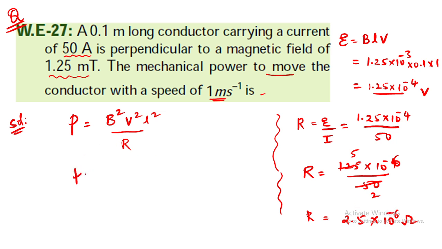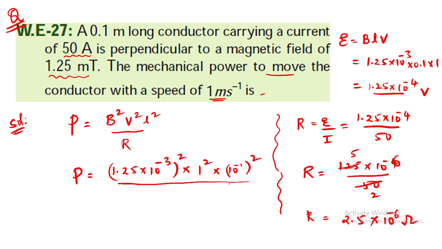Now your power is equal to B square. B square means 1.25 into 10 power minus 3 whole square. Velocity is 1 square. Length is 0.1, that means 10 power minus 1, whole square. Divided by resistance, which is 2.5 into 10 power minus 6. Please give me the answer.